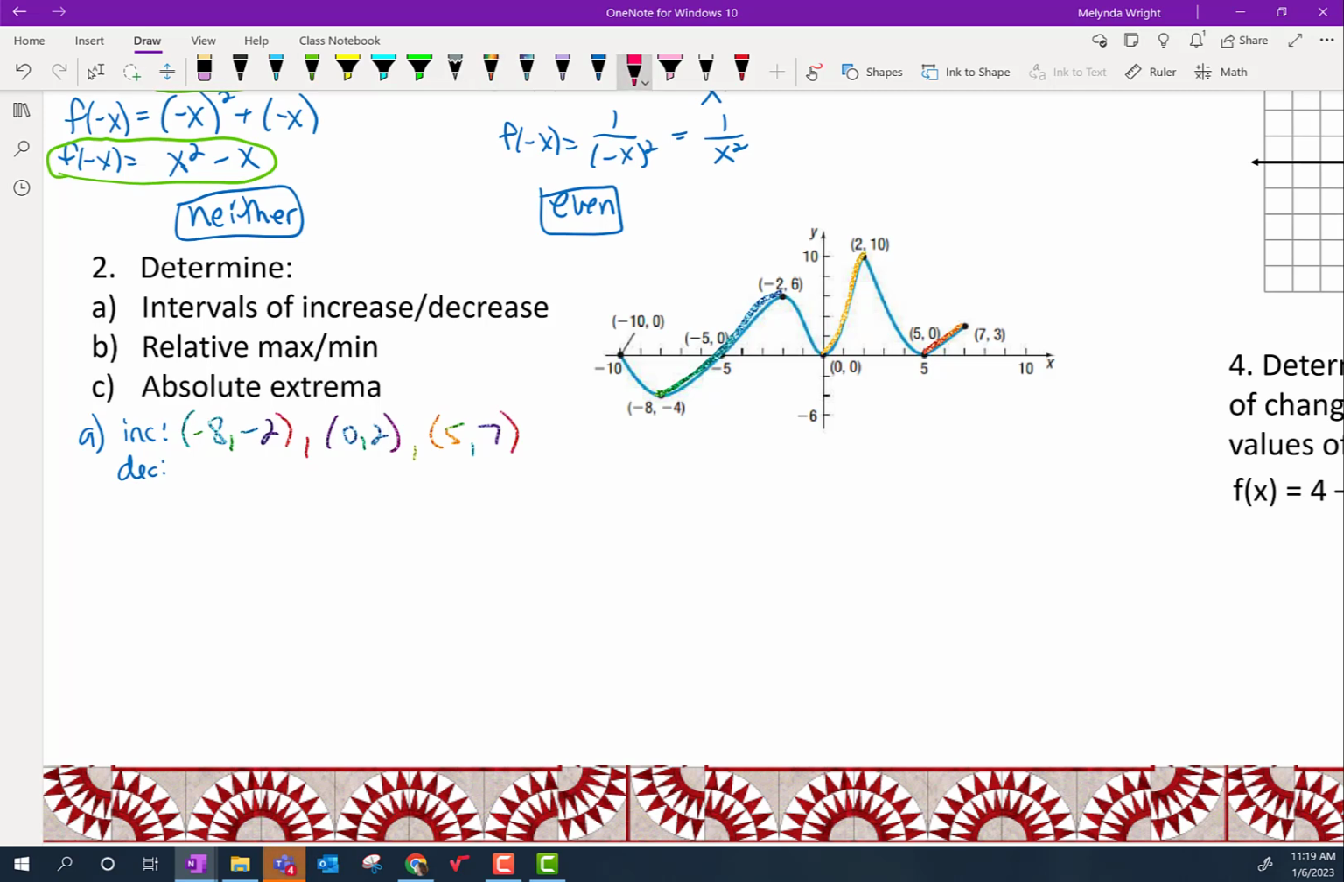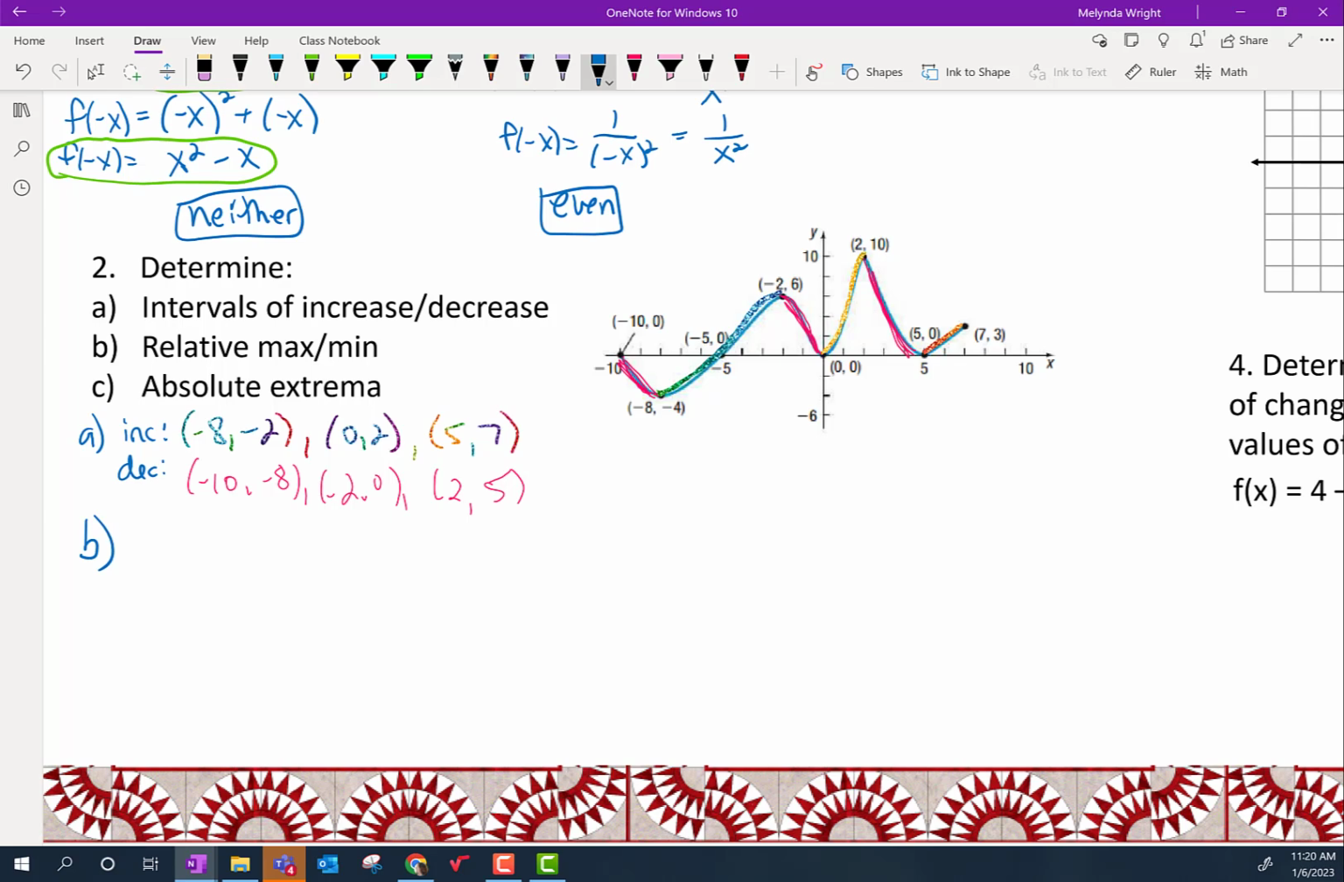Let's look at decreasing. Okay, so this right along here is decreasing. We're decreasing from -10 to -8. Let's see, we got some decreasing going on here. That decreases from -2 to 0. And then right here is my last part of decreasing. That's from 2 to 5. All right, that's our increase, decrease.